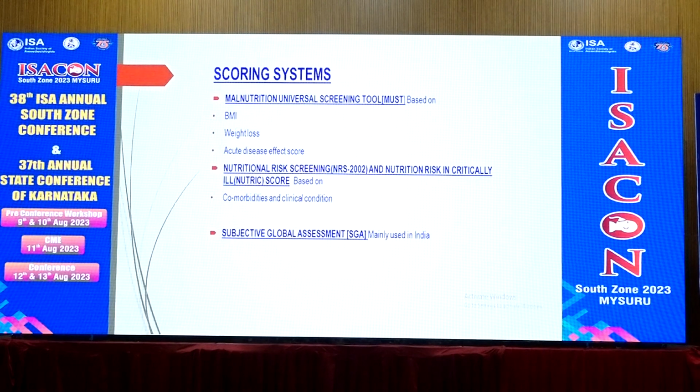Coming to scoring systems: MUST, Nutrition Risk Screening NRS 2002 guidelines, the Nutrition Risk in Critically Ill score, that is the NUTRIC score, and also Subjective Global Assessment are the three types of scoring systems available. In India, we use subjective global assessment. For MUST, BMI, weight loss and acute disease effect scores are taken into consideration. In the NUTRIC score, comorbidities and clinical conditions are taken into consideration. In India, SGA, subjective global assessment, is mainly used.